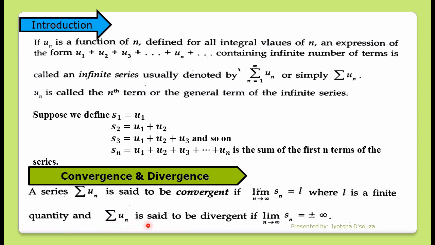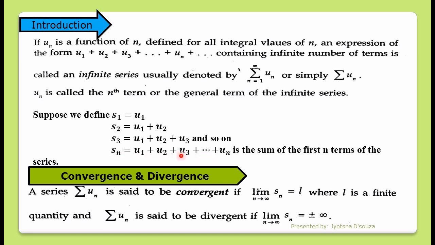So to check whether a given series is convergent or divergent, in general the series is represented as summation un. So here you know that the series is in this form: u1 plus u2 plus u3 plus etc. un plus etc. To find out whether the series is converging or diverging, first you have to find the sum of the first n terms, that is Sn. So Sn is given by this formula, that is u1 plus u2 plus u3 plus etc. plus un.